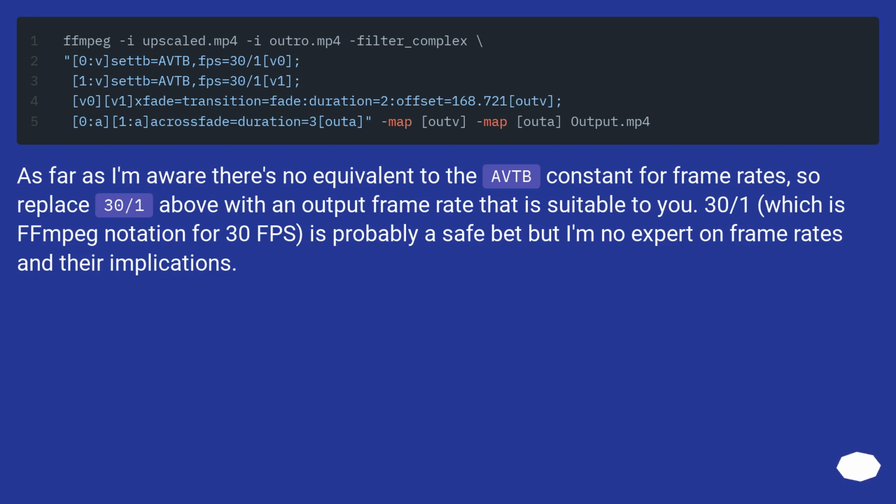As far as I'm aware, there's no equivalent to the constant for frame rates, so replace 31 above with an output frame rate that is suitable to you. 31, which is ffmpeg notation for 30 FPS, is probably a safe bet, but I'm no expert on frame rates and their implications.